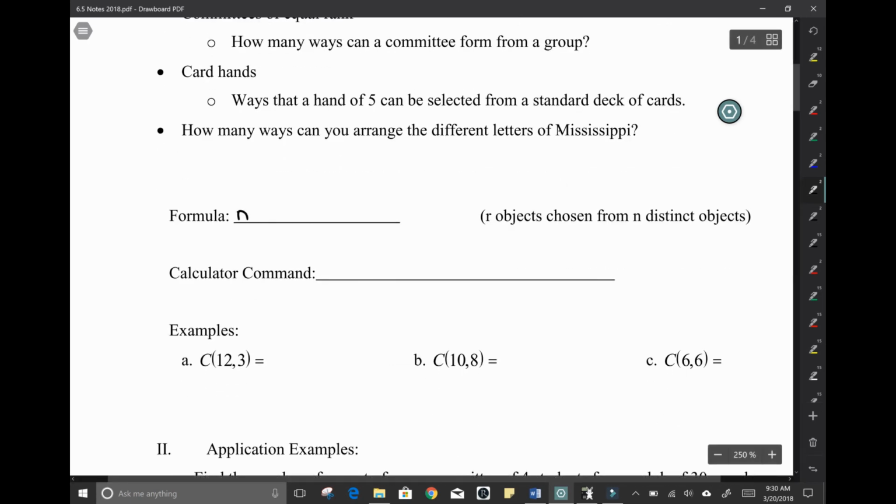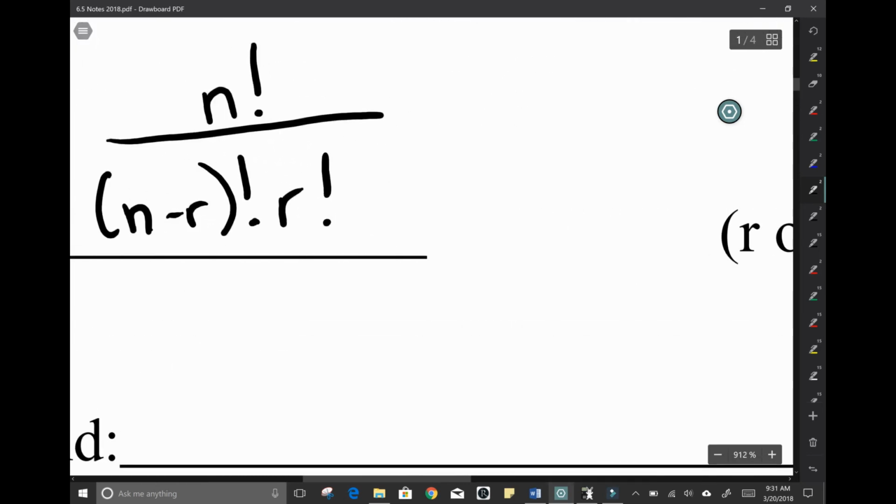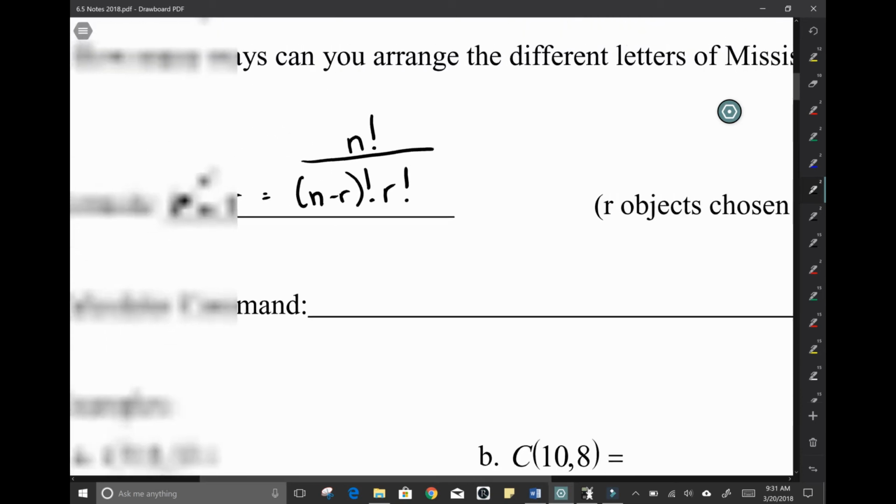So nCr is similar to nPr in that it's n factorial, all over n minus r factorial times r factorial. There's that extra little r factorial that will get rid of the redundant examples.